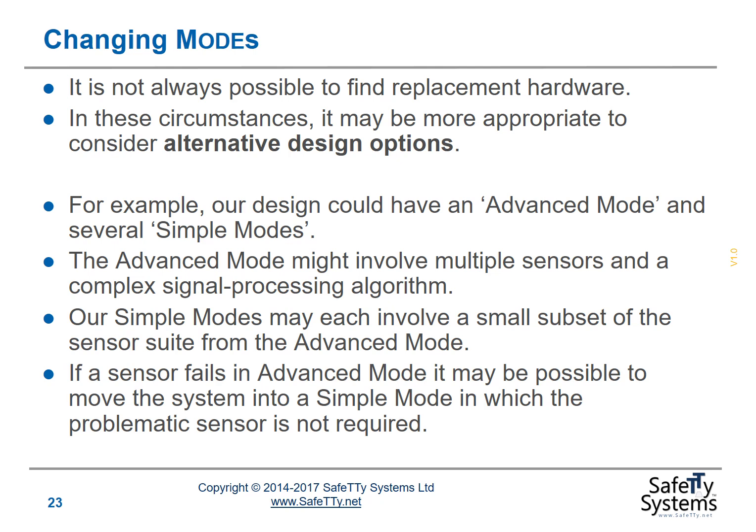So we have an advanced mode and a simple mode in the system. The original task might operate with multiple sensors. In the simpler mode, we use a smaller subset of the sensor suite, just the core sensors. Again, we're accepting there may be a reduction in the quality of service, but potentially an improvement in the overall safety of the system.